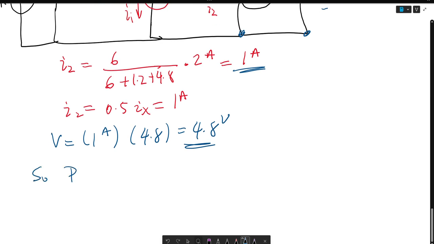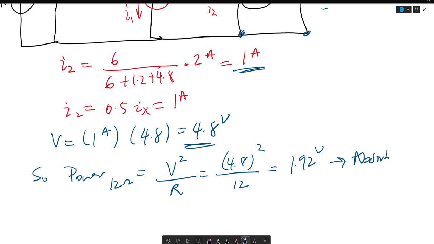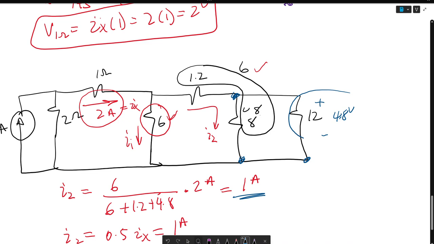So power across the 12 ohm resistor is V squared over R, which is 4.8 squared divided by 12, which is equal to 1.92 watts. And this is absorbed because it is positive. So again, this resistor does not supply power, it absorbs it. And we know that because it's positive.